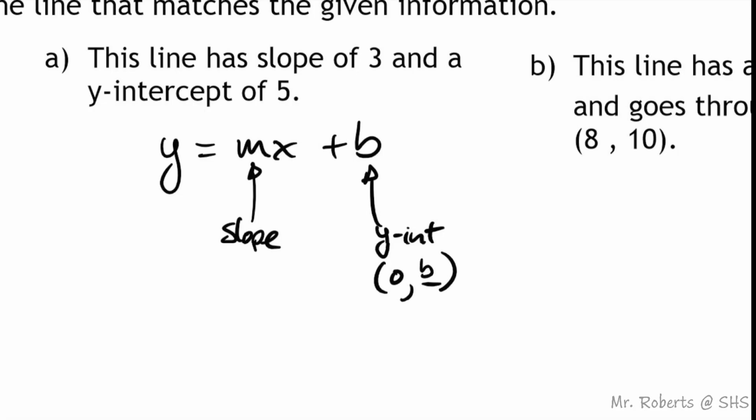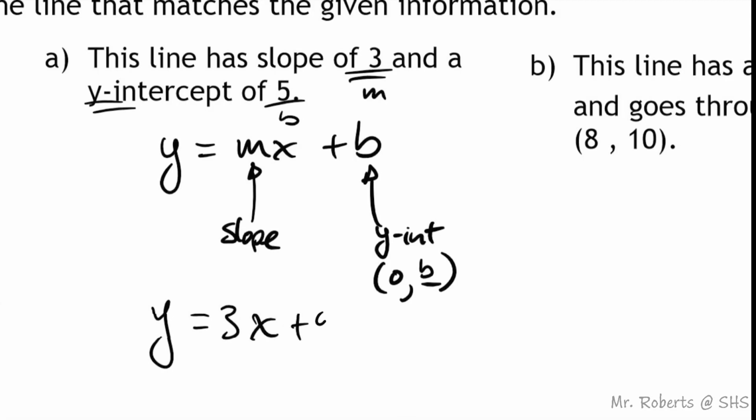So because I'm told both of these parameters, literally I'm told what the slope parameter is, and I'm told what the y-intercept parameter is, I know the equation of this line. It's y is equal to 3 times x plus 5. So pretty straightforward. That was pleasant.